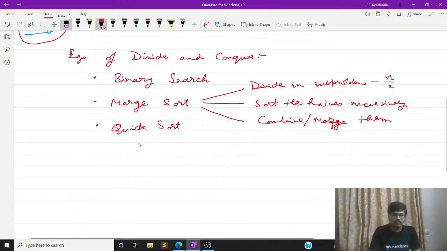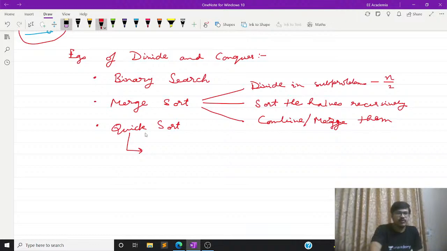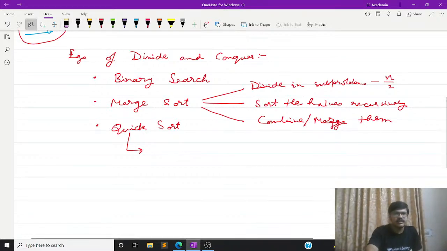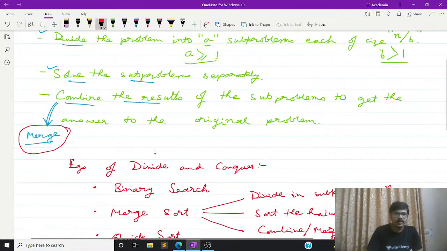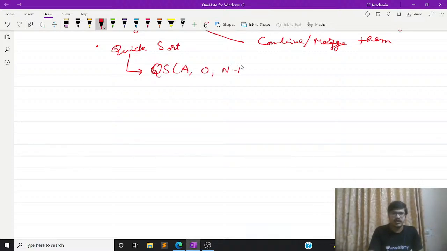In quick sort also, the same thing is happening. Quick sort is an example where essentially we will not need this merge step. Like we saw, we don't require this step everywhere. So quick sort is an example like that. Quick sort is like, if I say quick sort on an array of size n, the indices are 0 up to n minus 1.